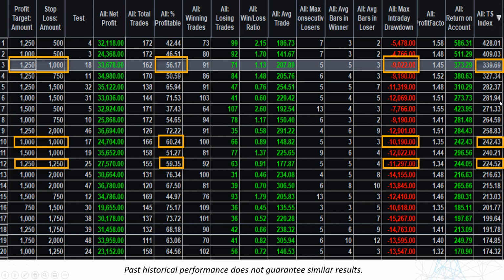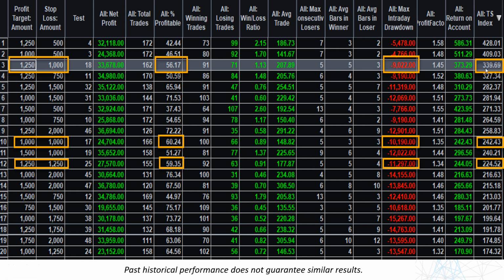And then here you can see the TS index on the far right. This is actually sorted by the TS index, and the test that I'm highlighting here, that number 3 test, has a high TS index versus the other 49 there. So it's third out of 49.